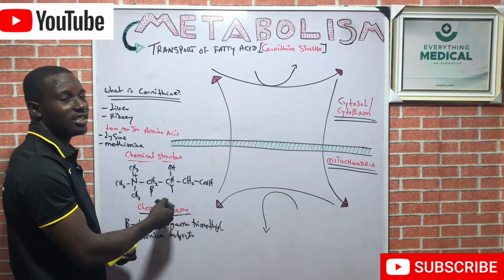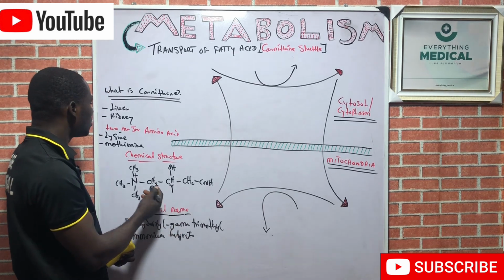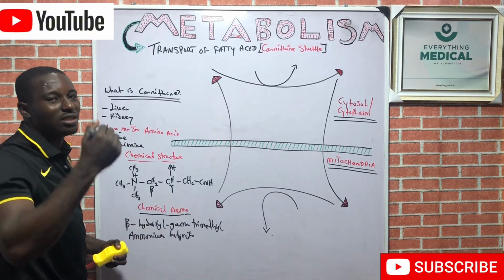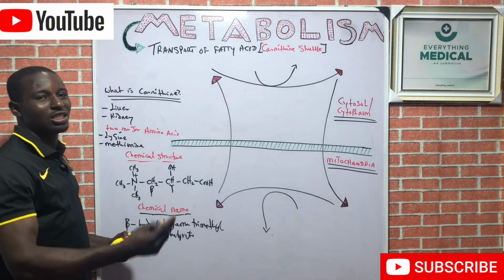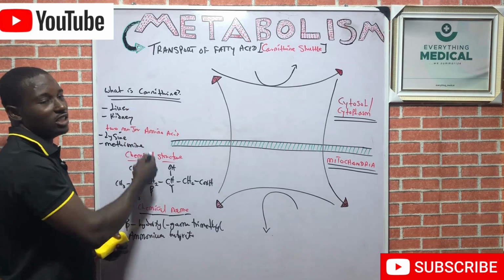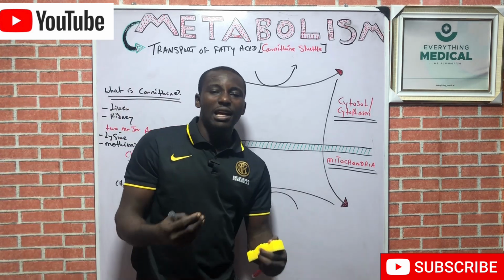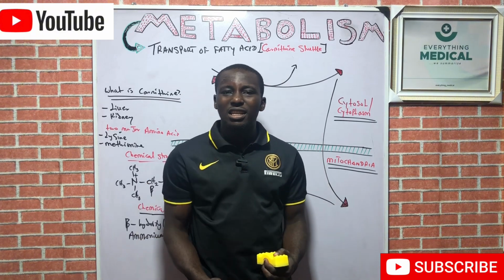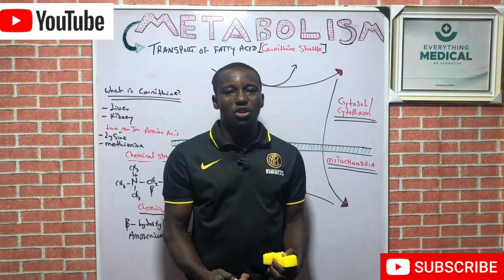This is the chemical structure of carnitine. These two are the two amino acids from which carnitine is synthesized. The organs of synthesis of carnitine are the liver and the kidney. During pregnancy or during growth, the requirement of carnitine is always high.